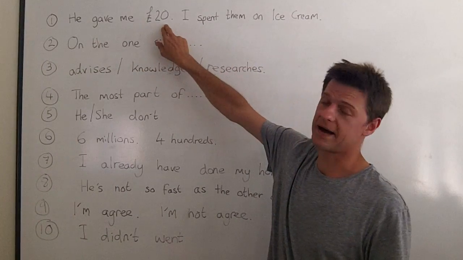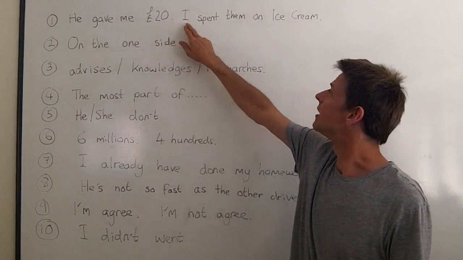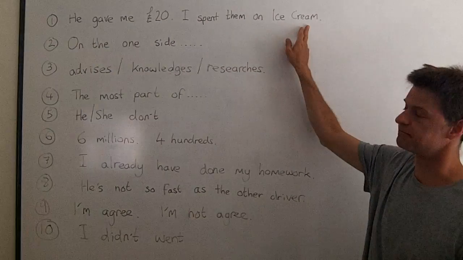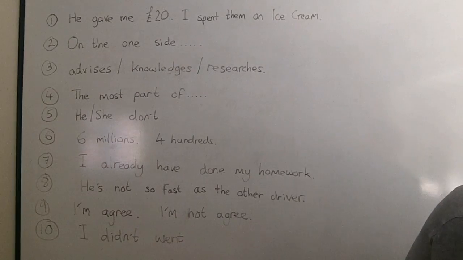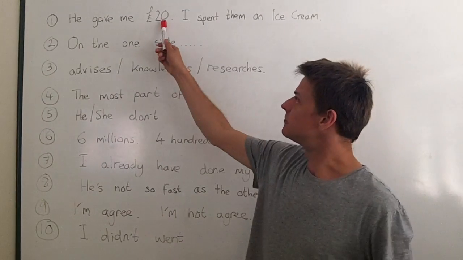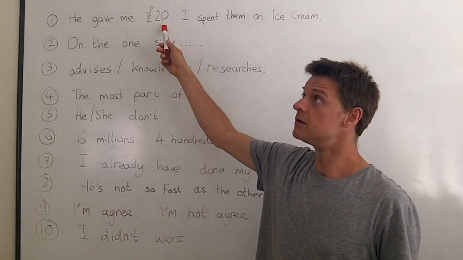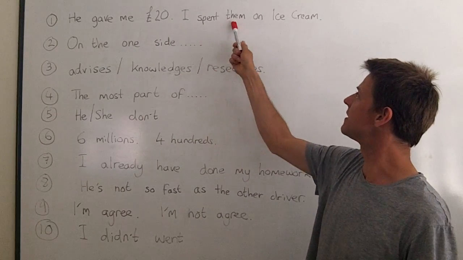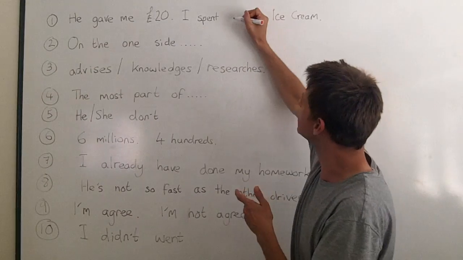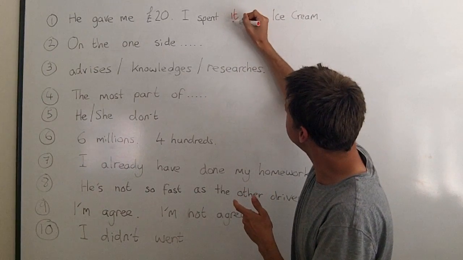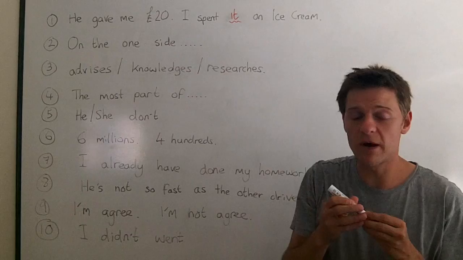He gave me £20. I spent them on ice cream. Where's the mistake? Where is it? Now I know you're thinking £20 is plural, and so I spent them. Unfortunately, no, not in English. I spent it. Very strange, but always true.